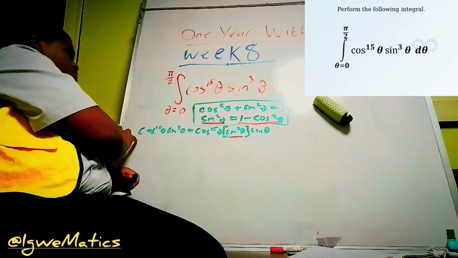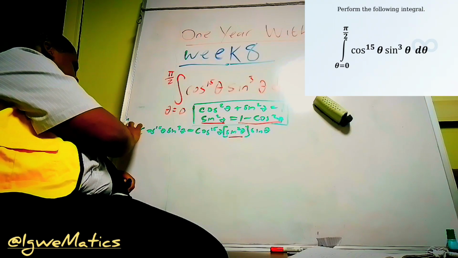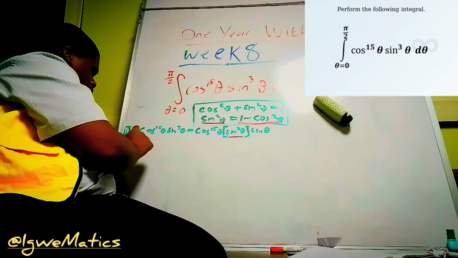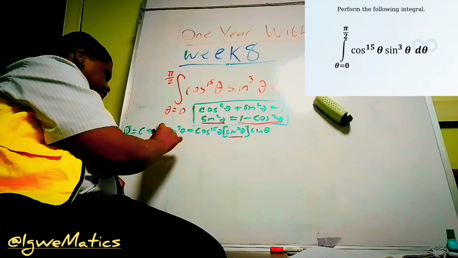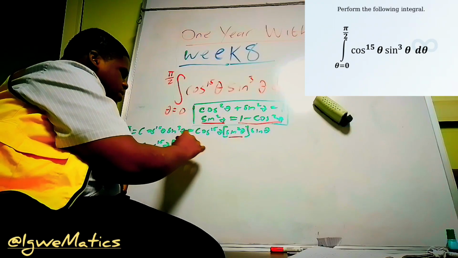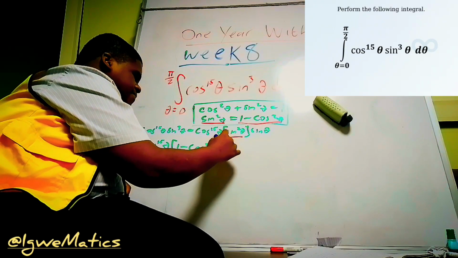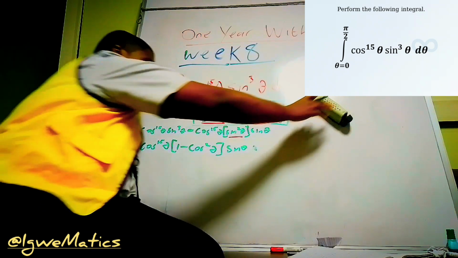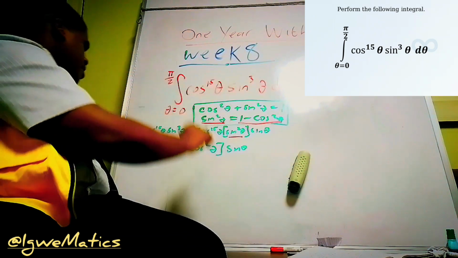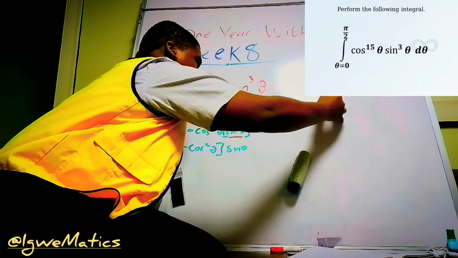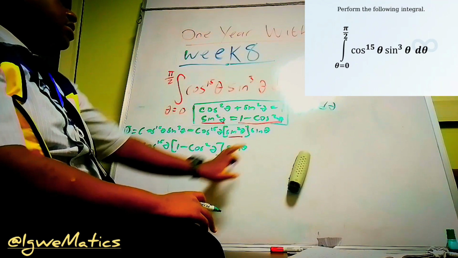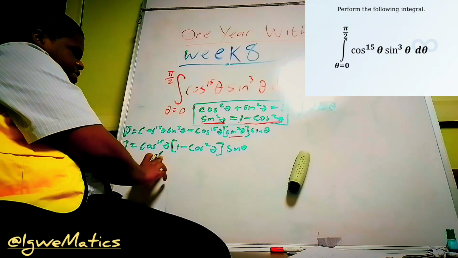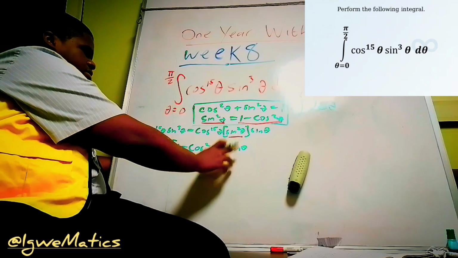So all this, let's call it J. So J here is equal to cos to the power of 15 theta times 1 minus cos square theta times sine theta. Basically what we're integrating is J with respect to theta, so once we simplify what J is, we'll just put it back inside the formula.